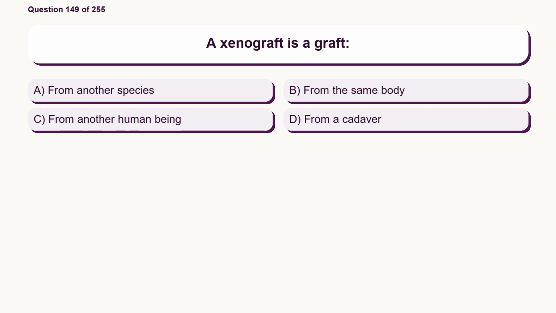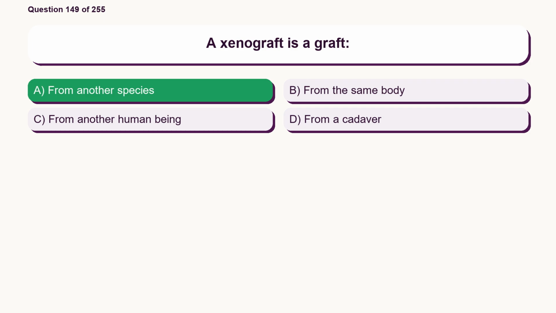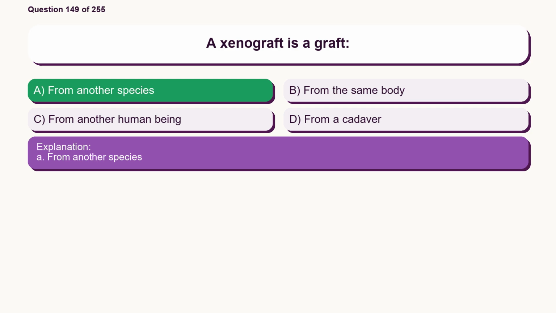Question 149. A xenograft is a graft. Option A. From another species. Option B. From the same body. Option C. From another human being. Option D. From a cadaver. The correct answer is option A. From another species. A. From another species.